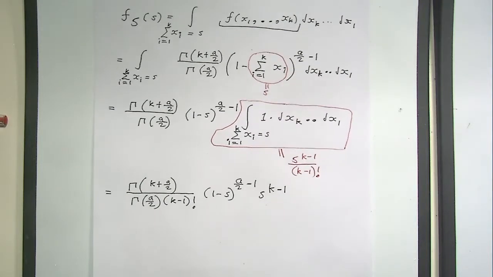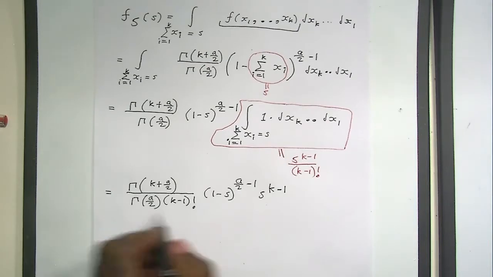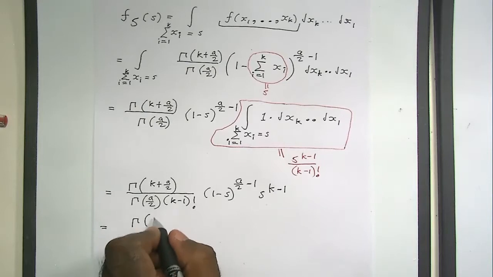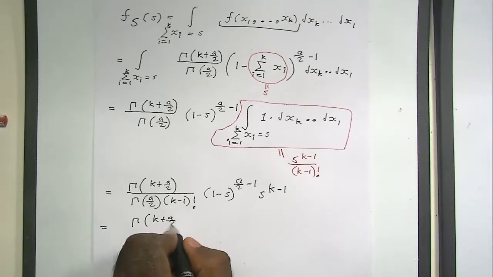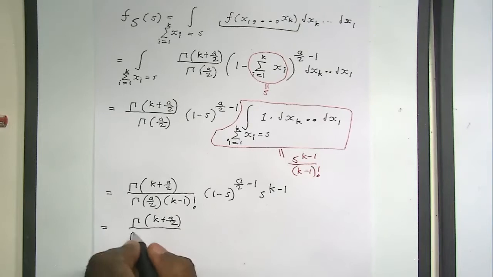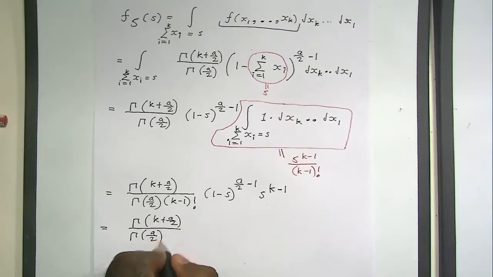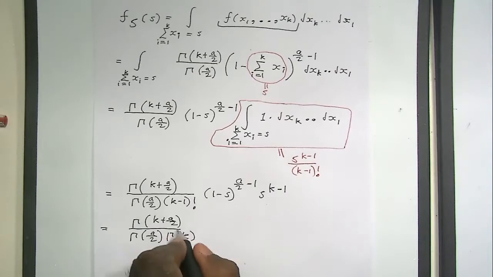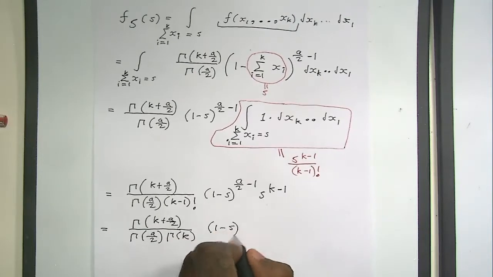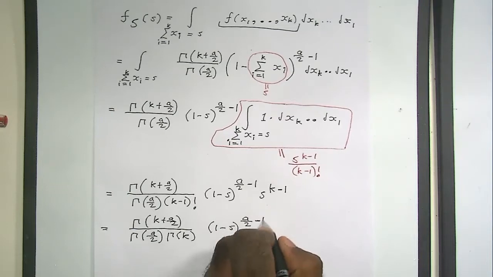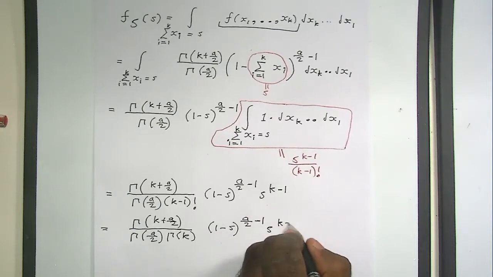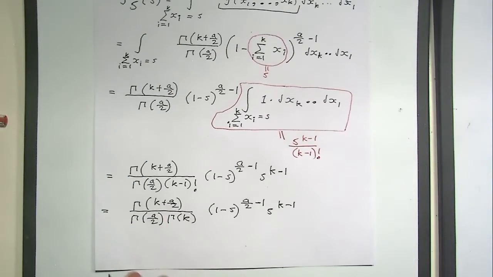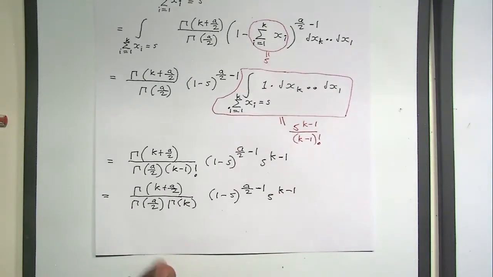Now one of the properties of the gamma function is that if k is an integer, then, as in this case, you can write k minus 1 factorial as gamma at k. I think I did mention this property some time ago, that if k is an integer, then gamma at k is the same as k minus 1 factorial, right?